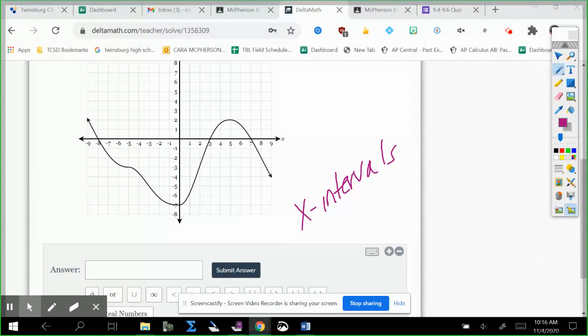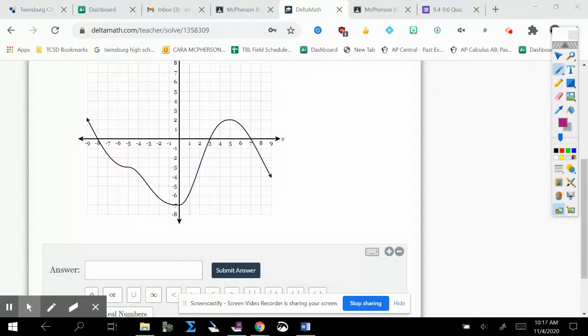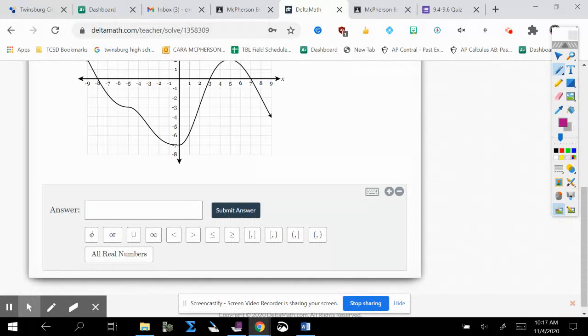So you're reading the graph from left to right here. It starts off decreasing, decreasing, decreasing until it gets right here, at that low spot that we call a minimum. Then it starts increasing, on its way up until it gets to, looks like, 5. And then it starts decreasing again. When I write my intervals, there are a couple of ways to write it, and it's probably easiest to write it with the brackets and the parentheses.